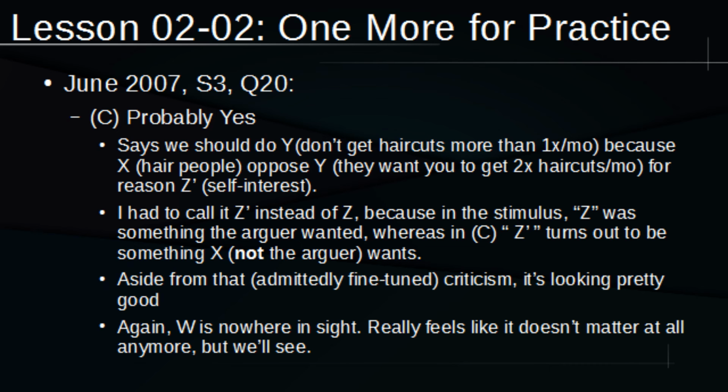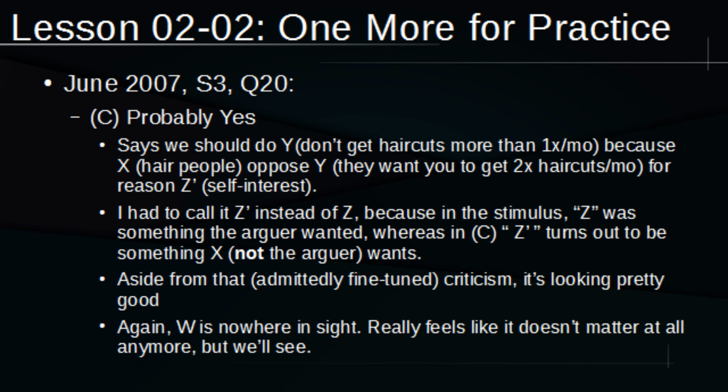I had to call it Z prime instead of Z because in the stimulus, Z was something that the arguer wanted, economic health. That's something that the arguer thought was a good thing. Whereas in answer choice C, the Z prime turns out to be something that the group X, not the arguer, wants. So if it was exactly parallel, the Z prime here would be something that the historical society wanted, whereas Z in our stimulus was something that the arguer wanted. Aside from that, admittedly hair-splitting, fine-tuned criticism, it is looking pretty good.